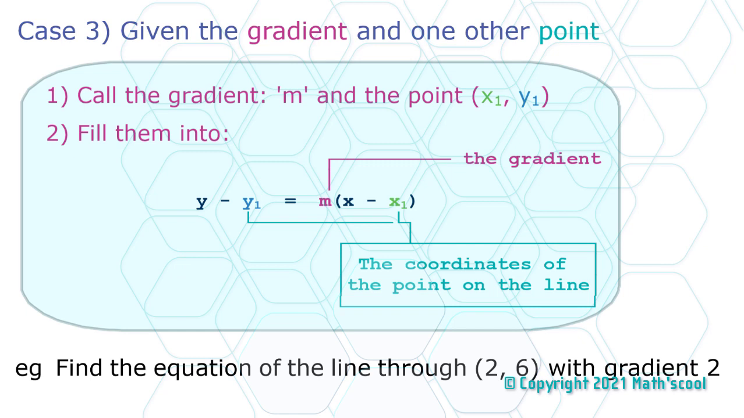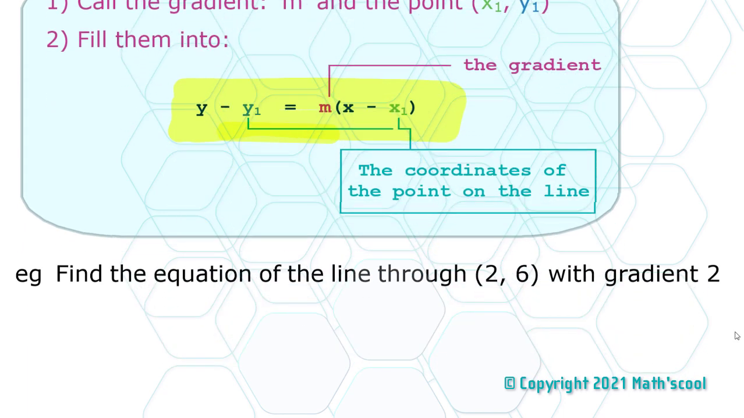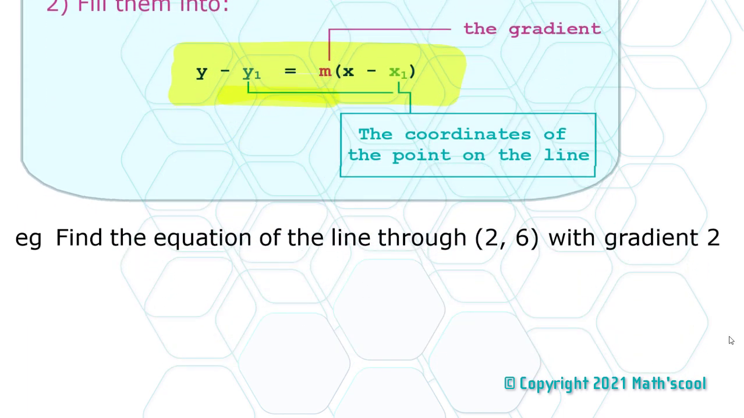More likely, you'll be given the gradient and one other point. So if you're given the gradient and one other point, then in A-level maths we use y minus y1 equals m(x minus x1). If we use y equals mx plus c, it's going to cause us problems later on, because when we come to parametric equations and we want to find the general normal or the general tangent, it's going to make a mess, whereas this method won't make a mess.